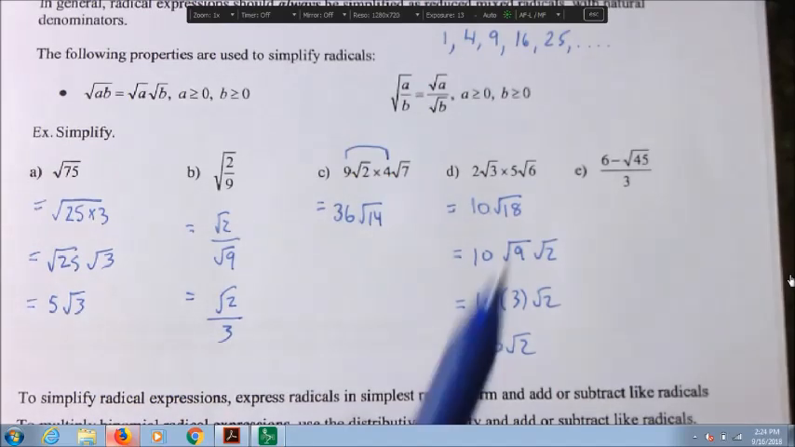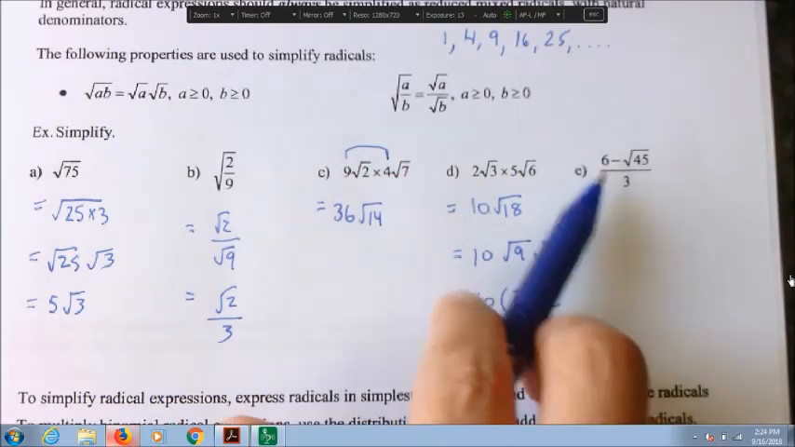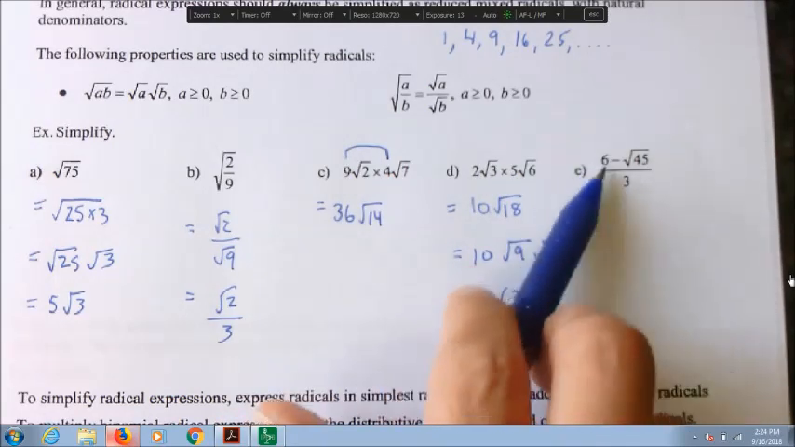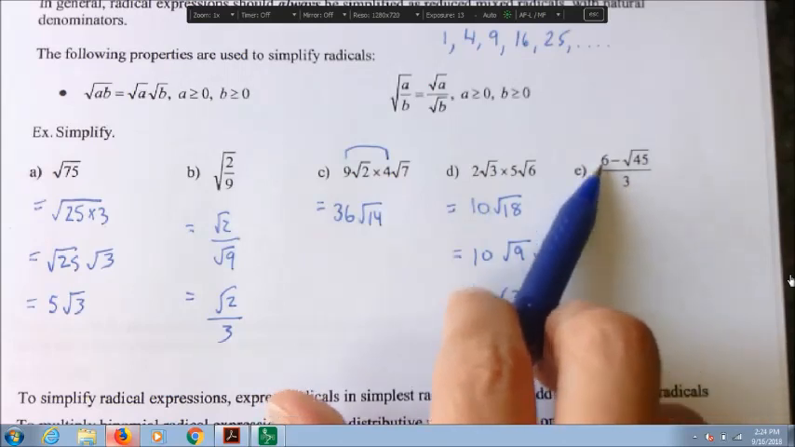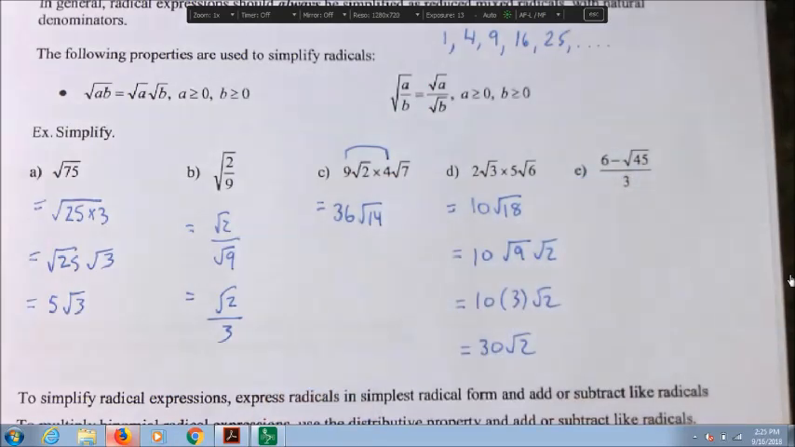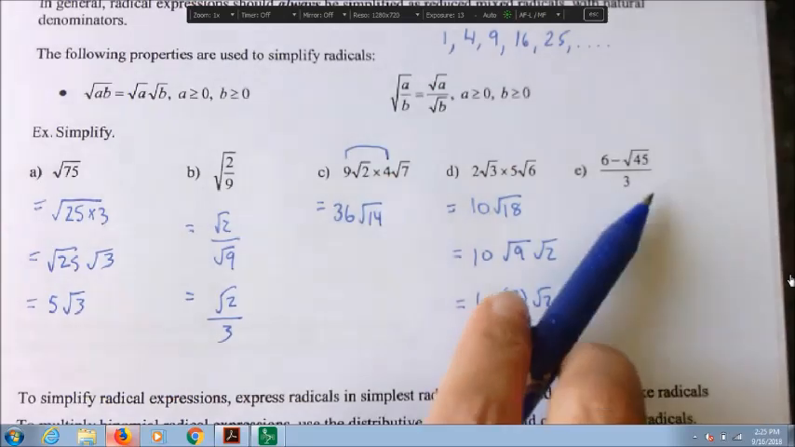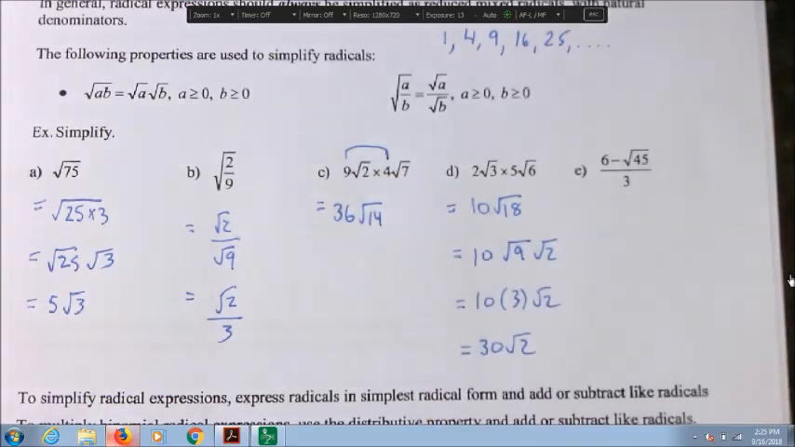It seems like we want to reduce this 6 and the 3, but we can't do that because in a fraction you cannot divide just one number and the denominator by something. You've got to divide everything by the same number. Right now, this root 45 is not divisible by 3.